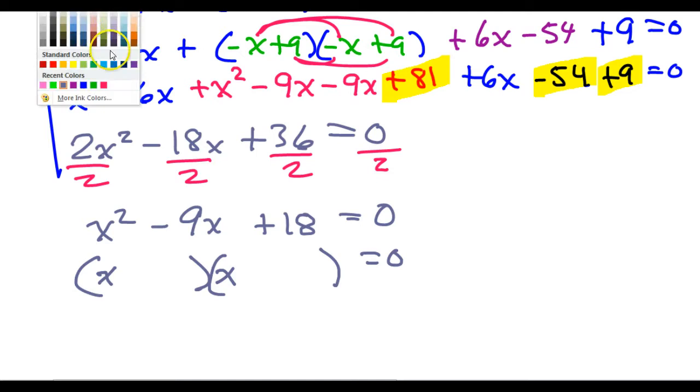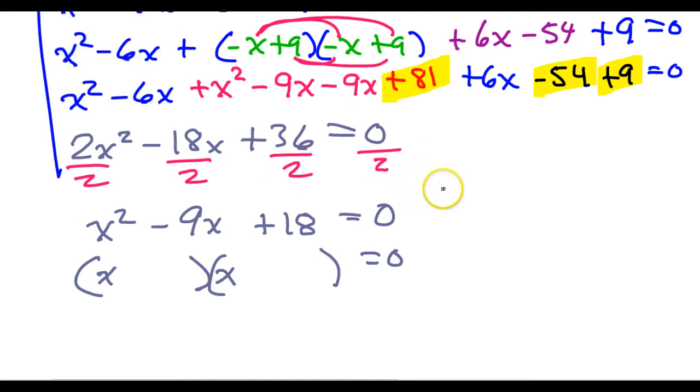Looking at the 18, one possibility is 3 times 6. 3 times 6 is 18. Or it could be 2 times 9, because that makes 18. Or it could be 1 times 18. I need the outer plus the inner to make the middle, which is -9. So that means my best bet is the 3 and the 6.